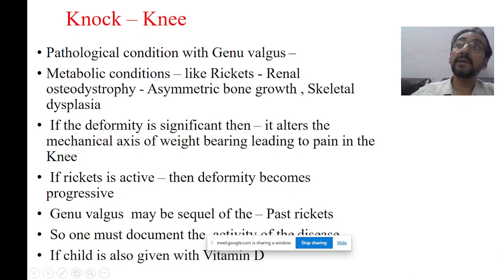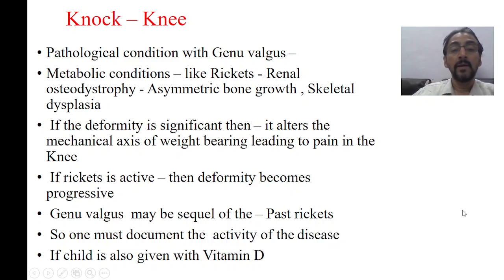Okay, so sometimes genu valgus may be the sequel of past rickets. That means initially the child had rickets and it was well treated by vitamin D, nutritional rickets, but by that time unfortunately the deformity had developed. But now there is no active rickets; because of the previous insult there is a deformity. In such conditions the deformity persists as it is, stable. It is neither increasing nor decreasing. So that is how you have to differentiate.